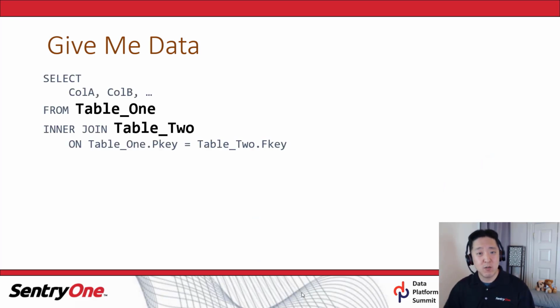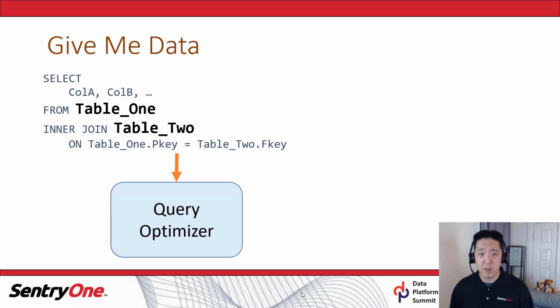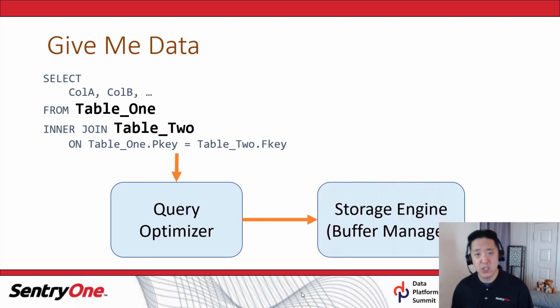I have a simple T-SQL query here, and the only important thing to understand is that we have table 1 inner join table 2. So this query gets passed to the query optimizer. The query optimizer does a bunch of work and comes up with an execution plan, which is then passed over to the storage engine. There's many elements to the storage engine, but the element that I want to focus in on today is something called the buffer manager.